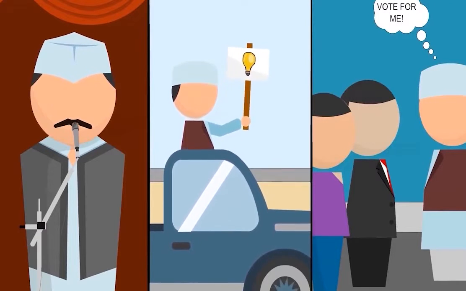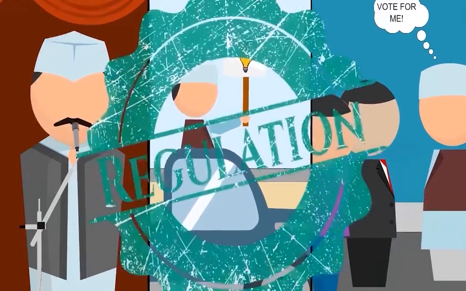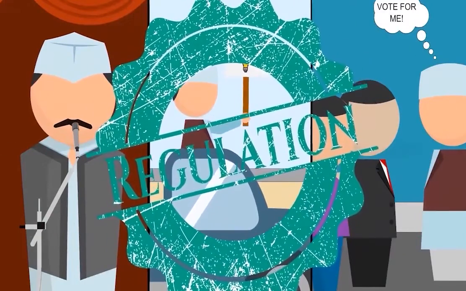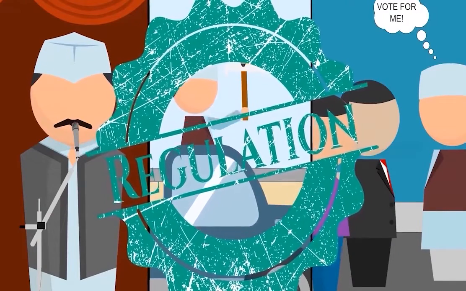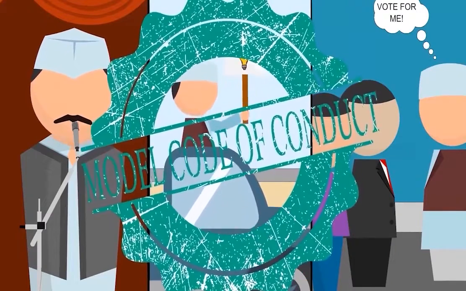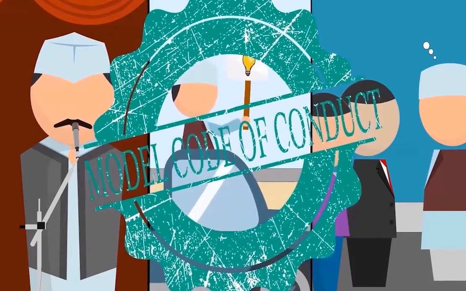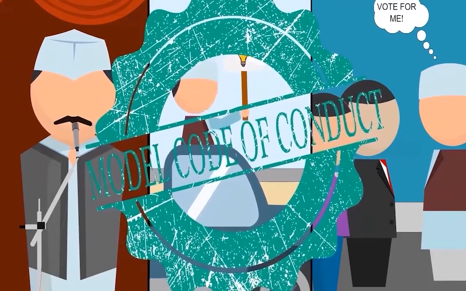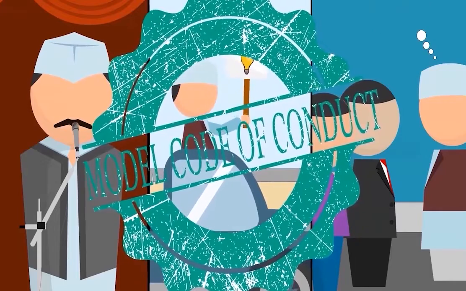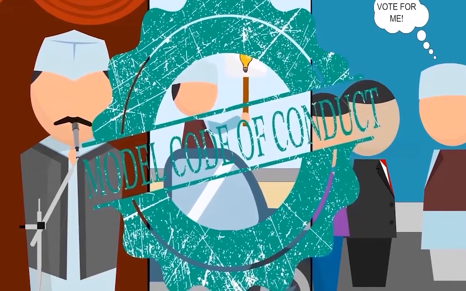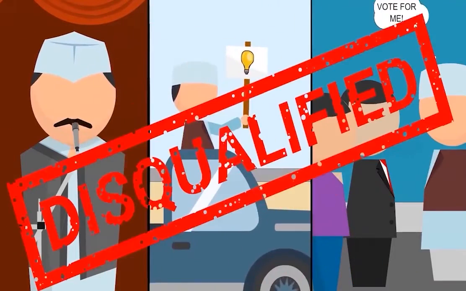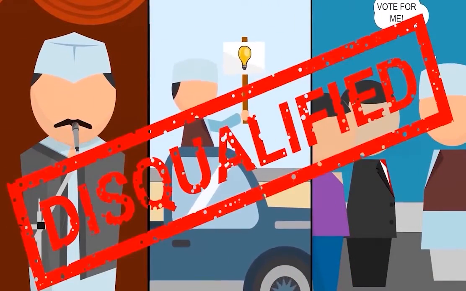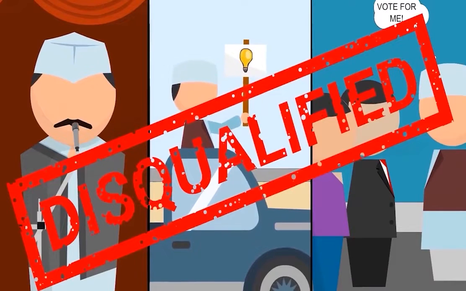However, on certain occasions it may become necessary to regulate campaigns in order to ensure that the process is fair and equitable. For this, there is a model code of conduct in place. A model code of conduct regulates the actions of the candidates contesting elections and their campaigning activities. Any candidate breaching the code of conduct may be disqualified from the elections and not allowed to contest further.